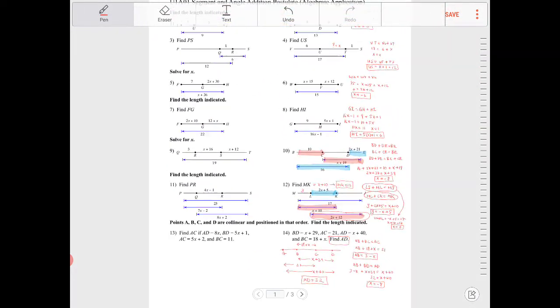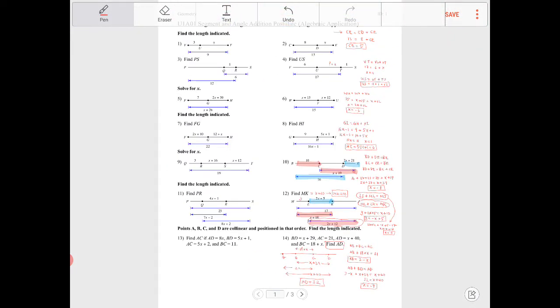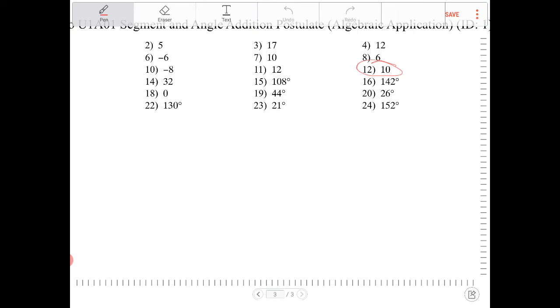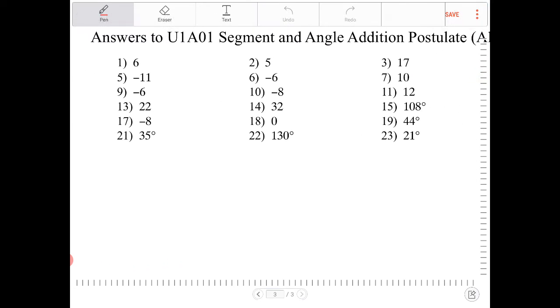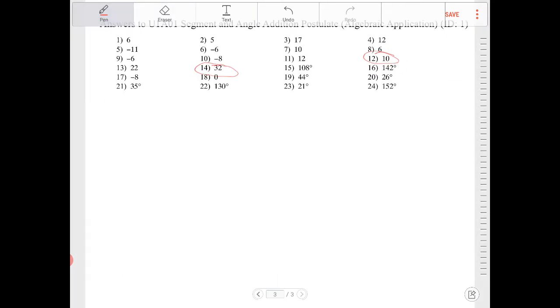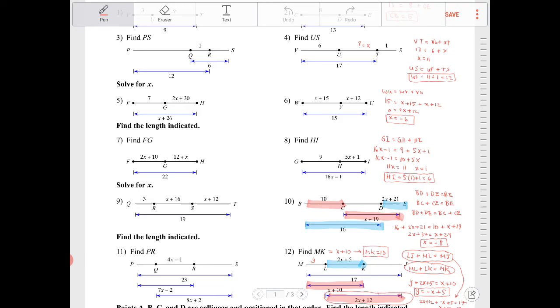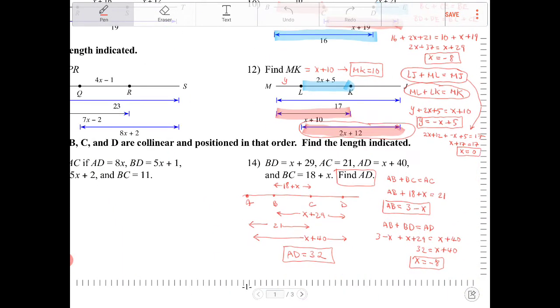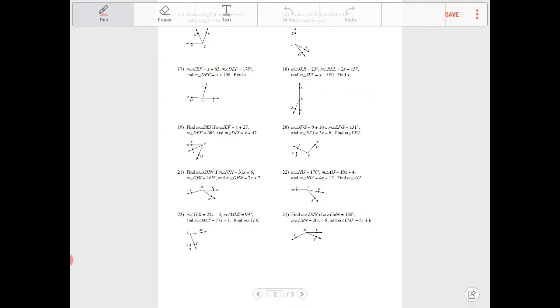Okay, and I'm going to double check this. This is question number 14. Again, I'm modeling for you the things that you should be doing. Not 13, 14. 32, and that is the correct answer. Okay. Let's take a look at another one.